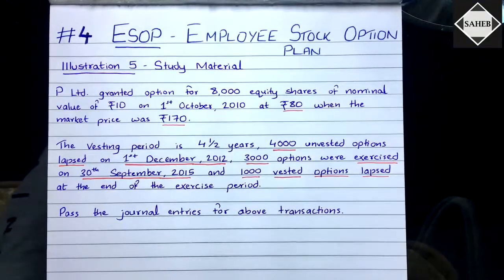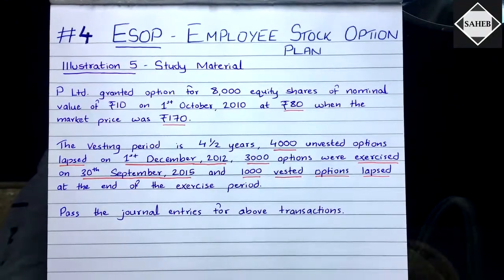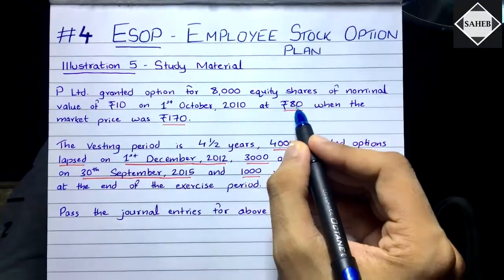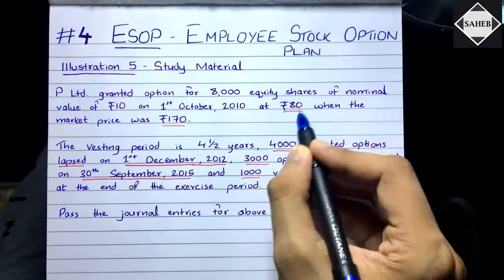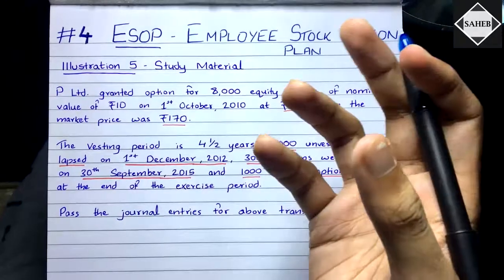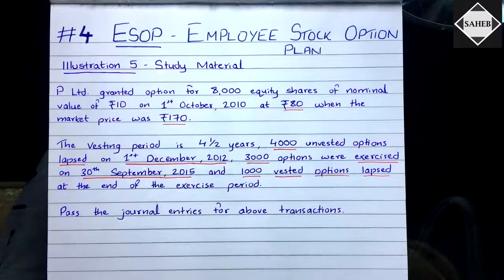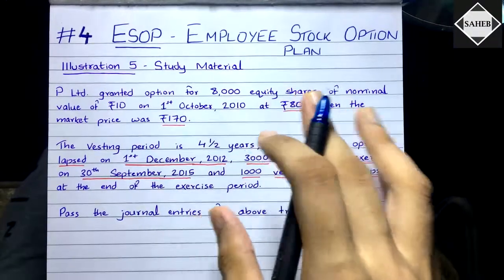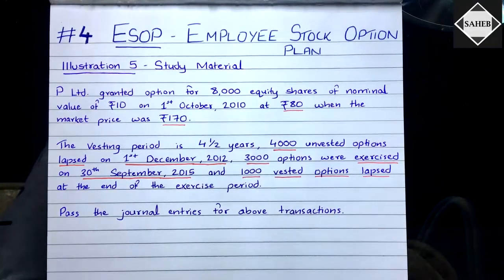Clear? And then they are saying the face value of those shares is 10 rupees and the price at which the options are offered is 80 rupees. So this is our exercise price, the concessional price at which the ESOPs are offered. And then they have given us the market price also, 170. So what is the value of option? How do you calculate the value of option? It is not given over here, so you have to calculate the value of option with the intrinsic value method.